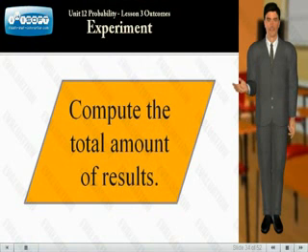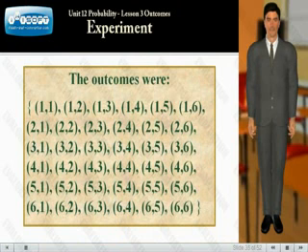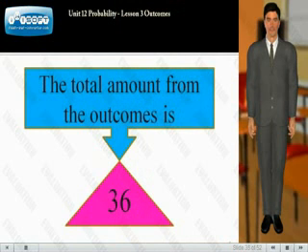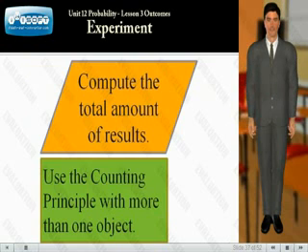What I want to do now is compute the total amount of results. So I take a look at my outcomes again. I can count each pair. So once I count all the pairs, the total amount for the outcomes is 36. And I got that by counting each individual pair.